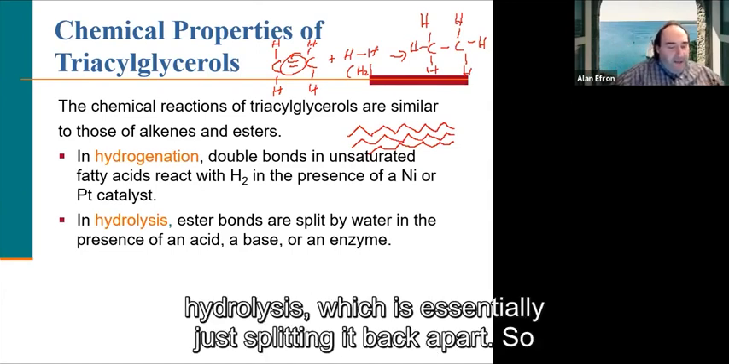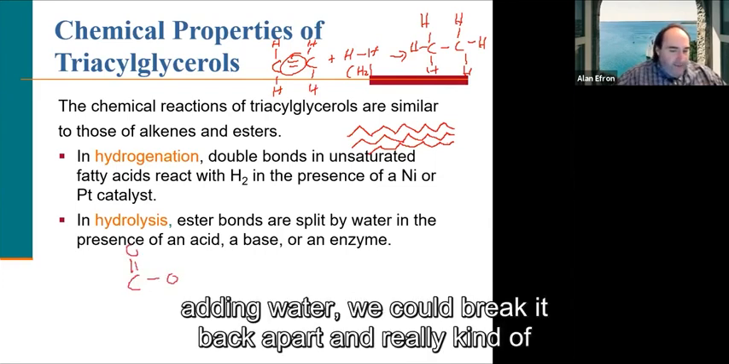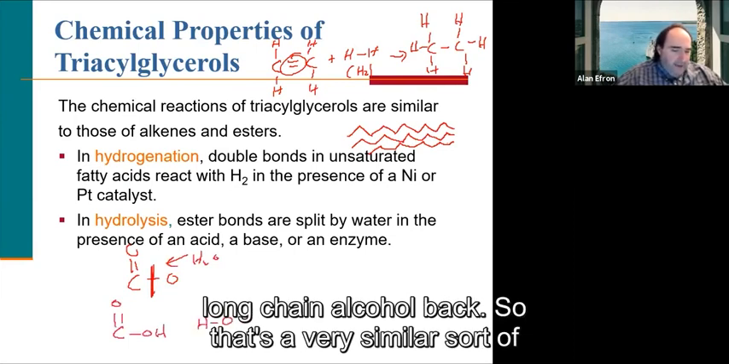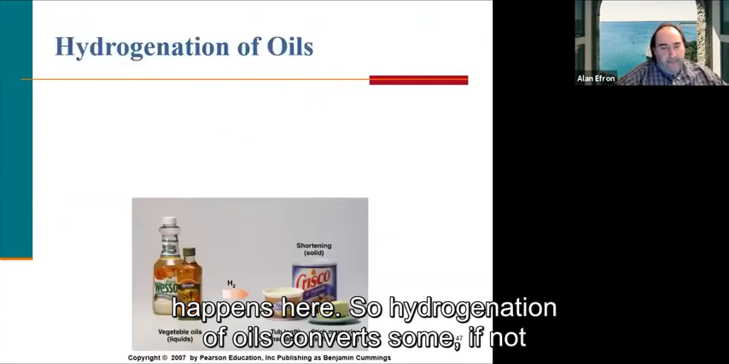It could also go through hydrolysis, which is essentially just splitting it back apart. So if we have a triacylglycerol, we have that ester bond. And by adding water, we could break it back apart and regenerate our carboxylic acid part on the fatty acid and our long chain alcohol back. So that's a very similar sort of reaction that we saw in organic chemistry that also happens here.